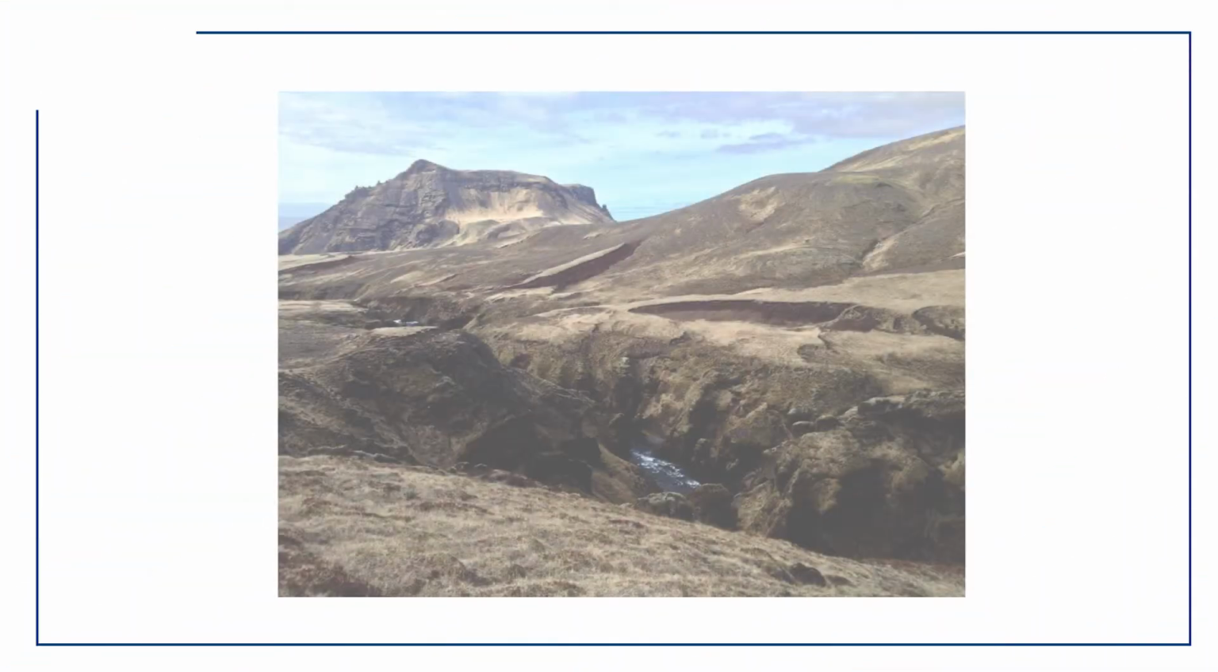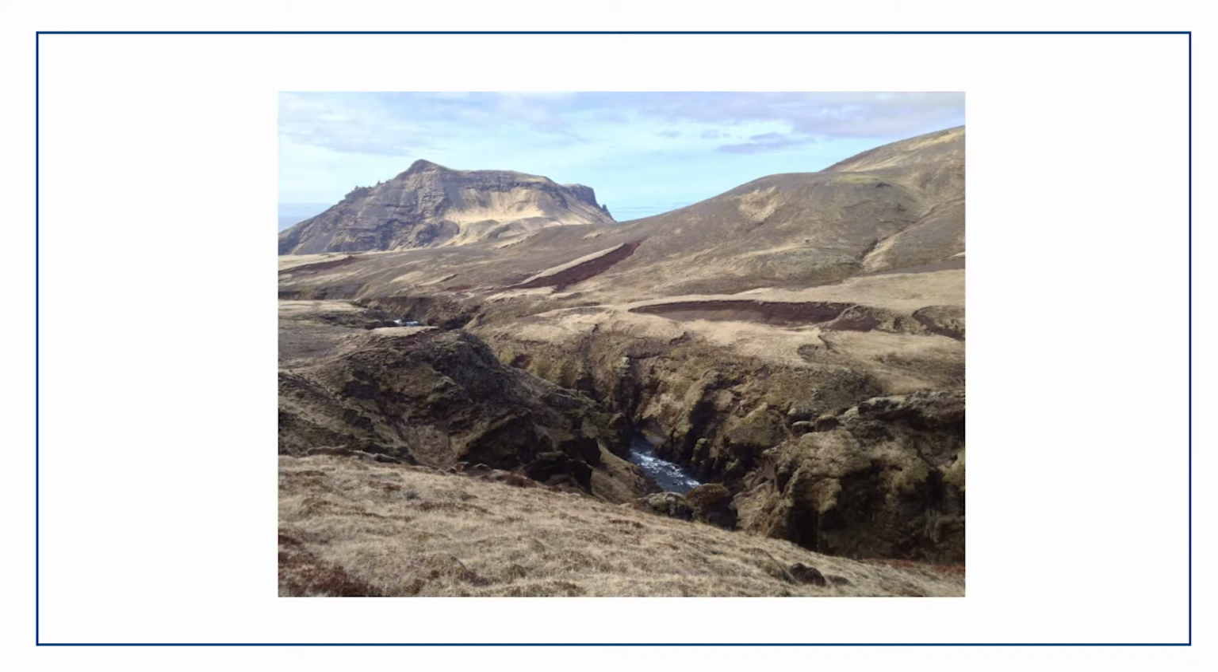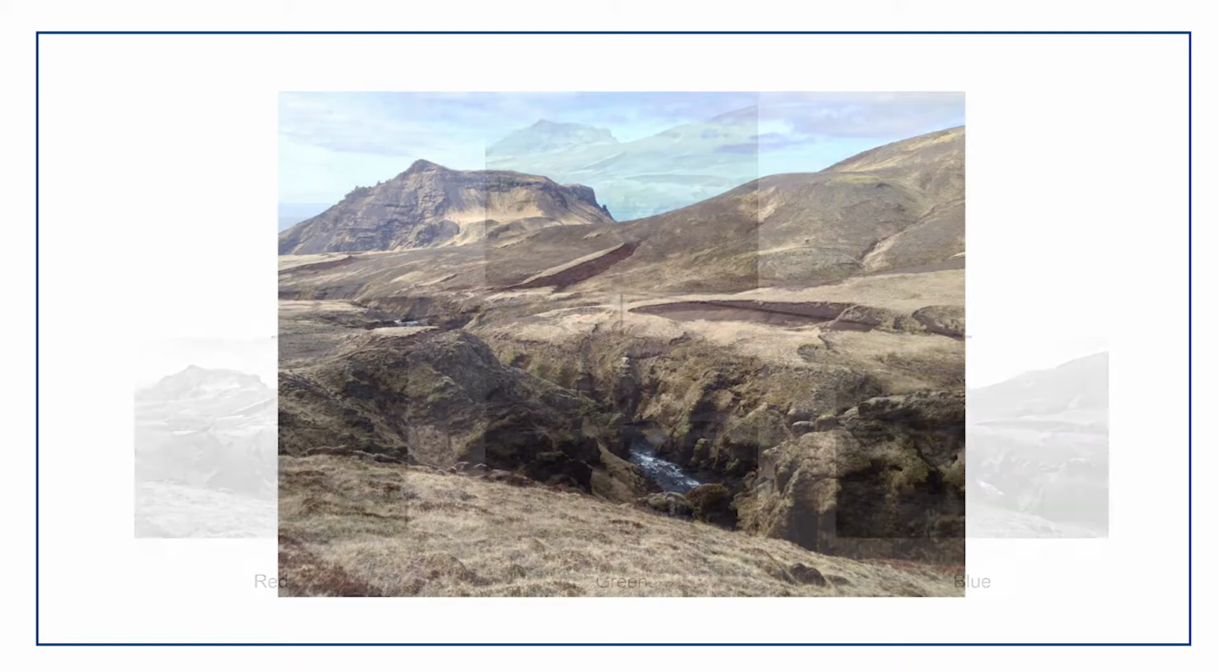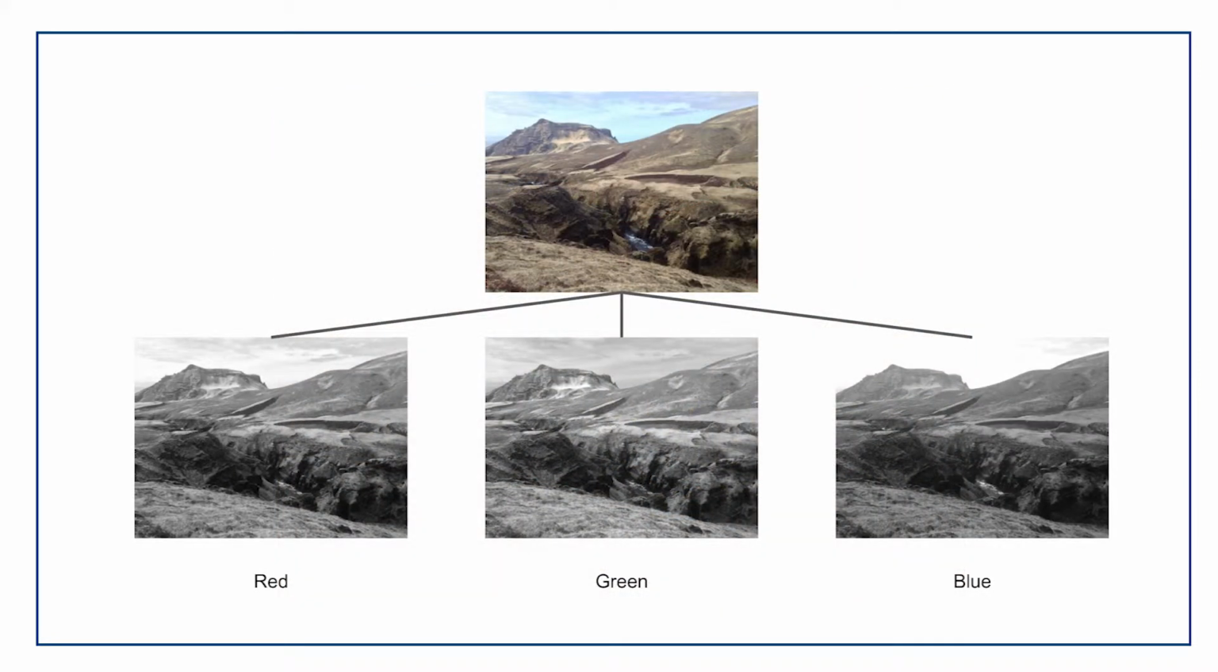Another example is the 640 by 480 pixels color image, which is a data point in a 921,600-dimensional space, where every pixel corresponds to 3 dimensions, one for each color channel: red, green, and blue.